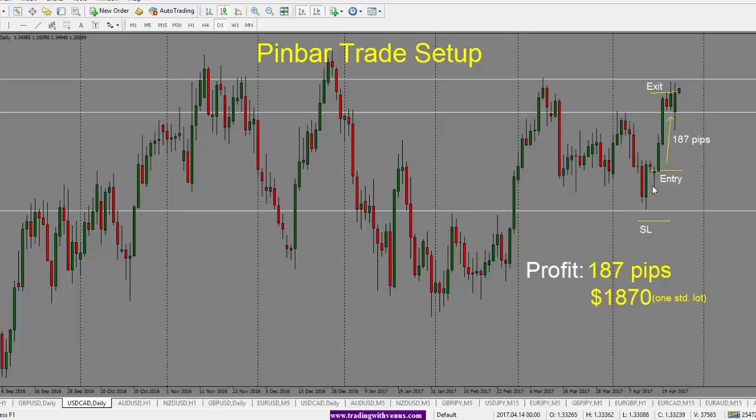Once you see the Pinbar form, this is a bullish Pinbar, which means we are expecting the price to go higher. Once you see the Pinbar form, you enter the trade at the close of the Pinbar, and we stay with the trade till we get some reason to get out of it, which means there may be rejection at the top, or price gets stopped by a resistance level, or we see a reversal pattern in the opposite direction.